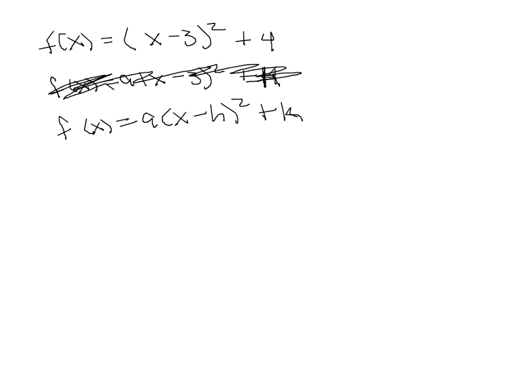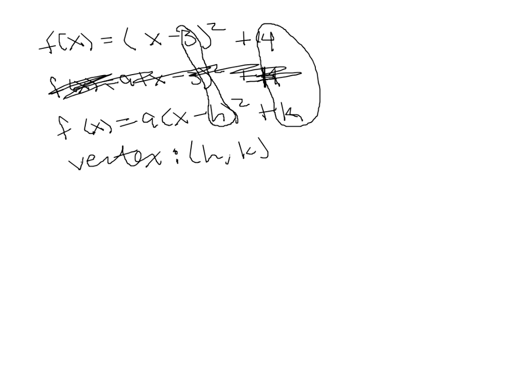And so to find the vertex, it is (h, k). And so h is right there, and k is right there. So my vertex for this problem is (3, 4).